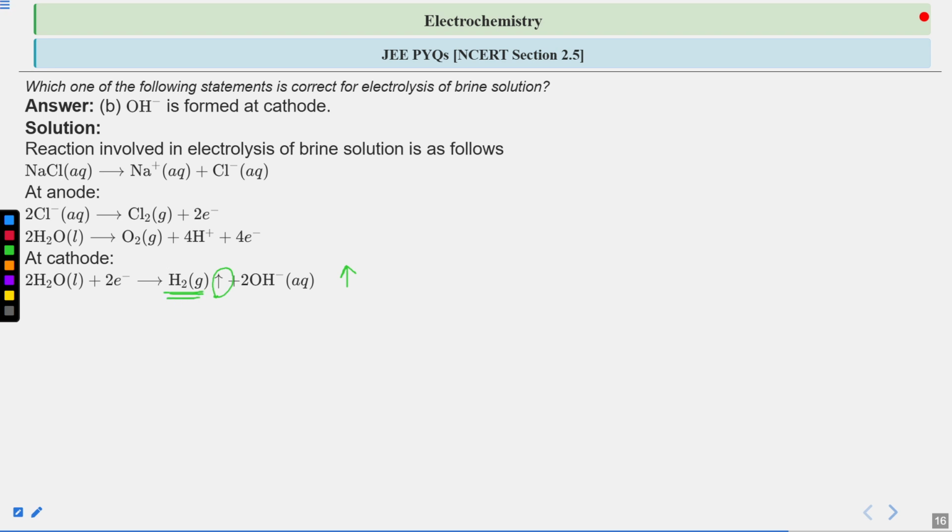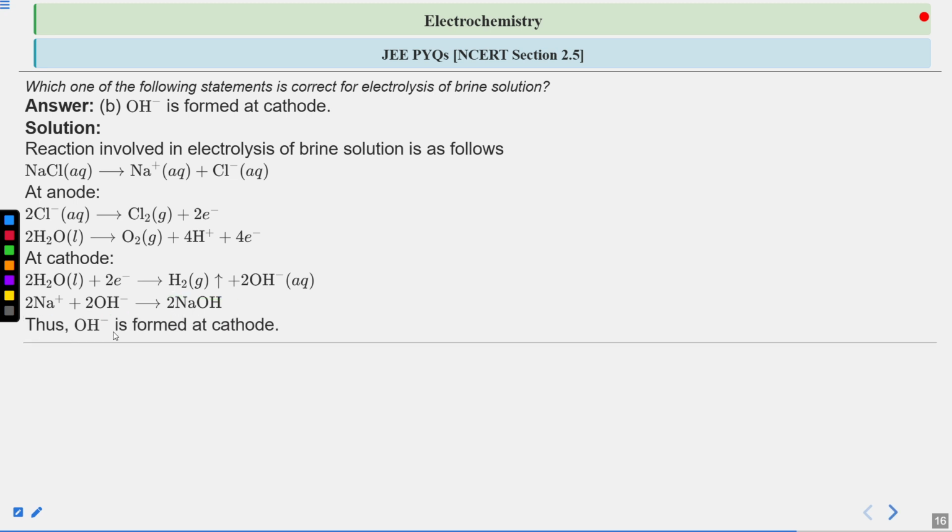So hydrogen gas liberates at the cathode, and we get 2 hydroxyl ions at the cathode. Also the 2 sodium positive ions react with 2 hydroxyl ions and form sodium hydroxide, which is a base molecule. Thus, the OH negative is forming at the cathode.